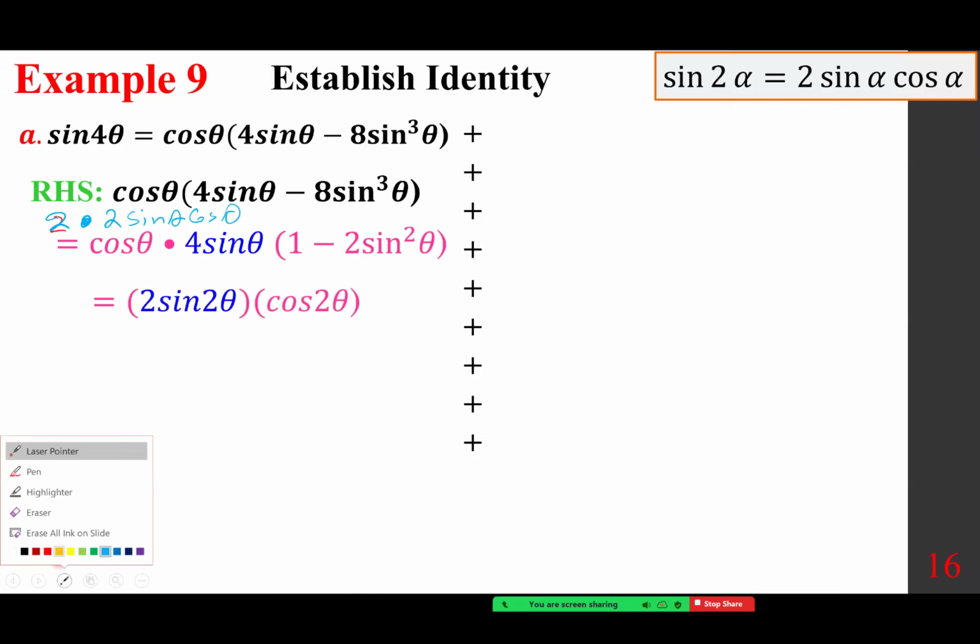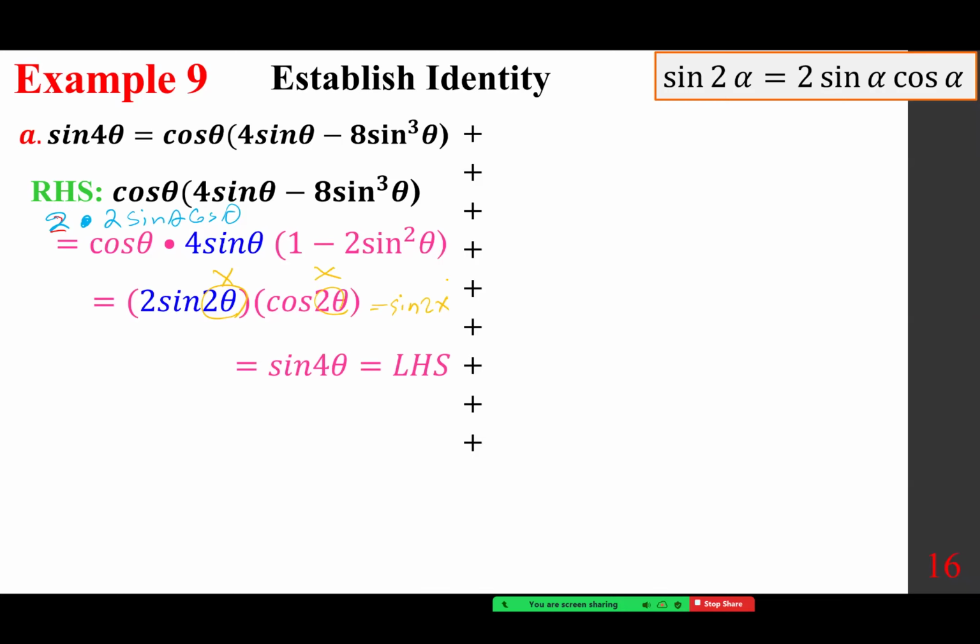Let's assume theta is x, everybody. Let's say 2 theta is x. So 2 sine x cosine x is sine of 2x. That means sine of 2 times 2 theta, sine of 4 theta. And that's the proof. This looks like the left-hand side, everybody. Very straightforward.